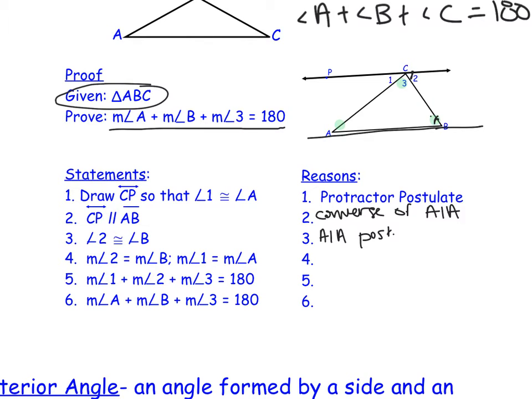Now we can say that the measure of angle 2 equals the measure of angle B, and the measure of angle 1 is equal to the measure of angle A. And that's going to be definition of congruence. So remember, when we're changing from an equal sign to a congruent sign one way or the other, from congruent to equals and equals to congruent, that's going to be definition of congruence.